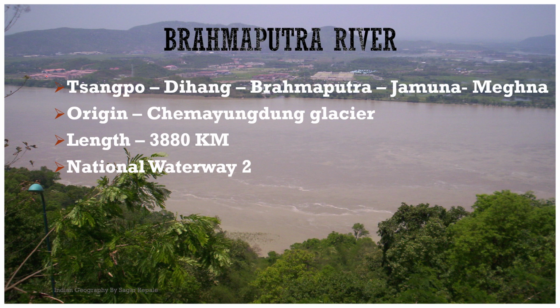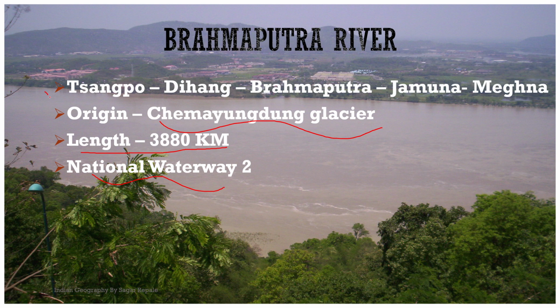The Brahmaputra River originates near Mansarovar Lake. There is a glacier called the Chemayungdung Glacier. So it has its origin in the Chemayungdung Glacier, which is present in Tibet near Mansarovar, near the Kailash mountain ranges, and the total length is 3,880 kilometers. So Brahmaputra is one of the largest rivers in the world. Then we have National Waterway 2, which is on the Brahmaputra River.